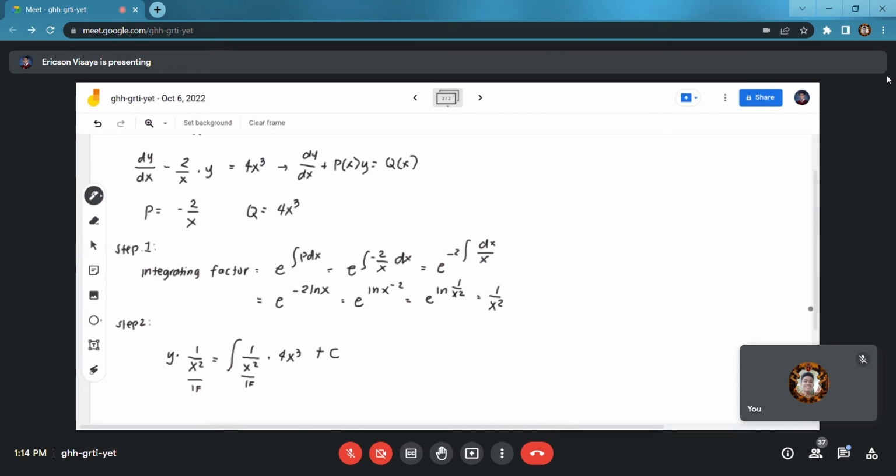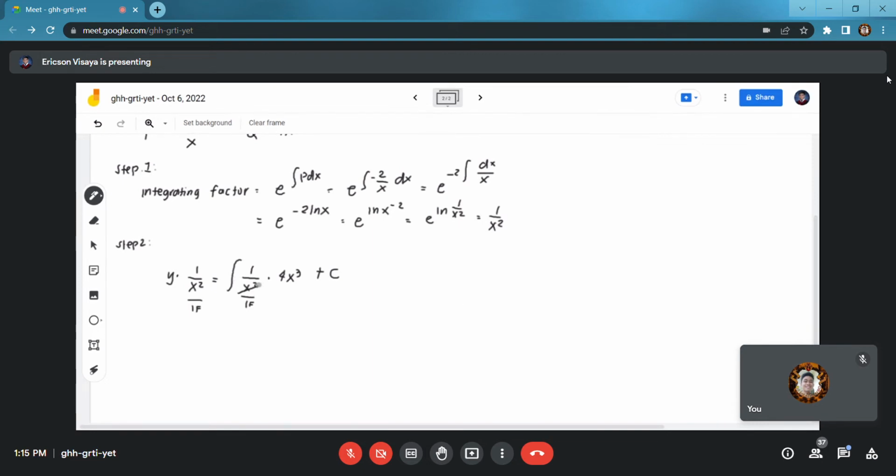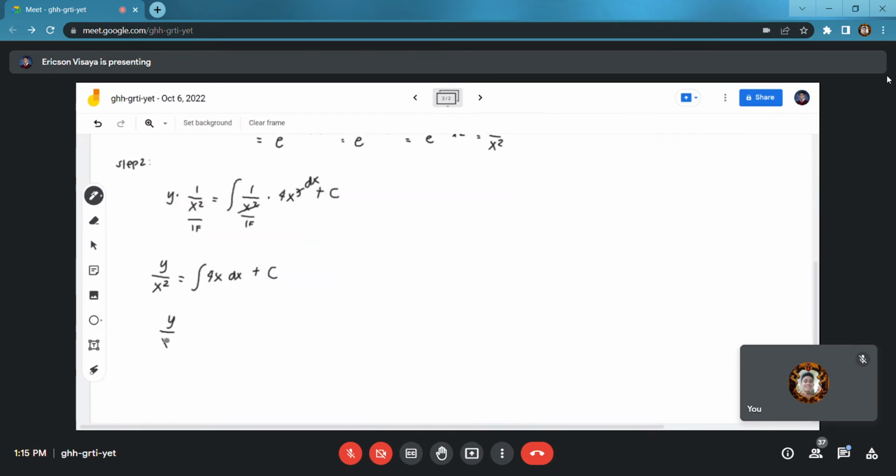So, mapapansin natin, pwede natin cancel sa x squared dito. Cancel x squared. Ito, bawasan na 2. 3 minus 2. So, bali 1 na lang. So, bali dito, bali y over x squared is equal to the integral of 4x dx plus c. So, ano integral ng 4x? Equal to 4 times the integral of x dx. The integral of x dx, that is x squared all over 2 plus c. So, cancel. Cancel. So, ito, 2 na lang matitira. And y over x squared.